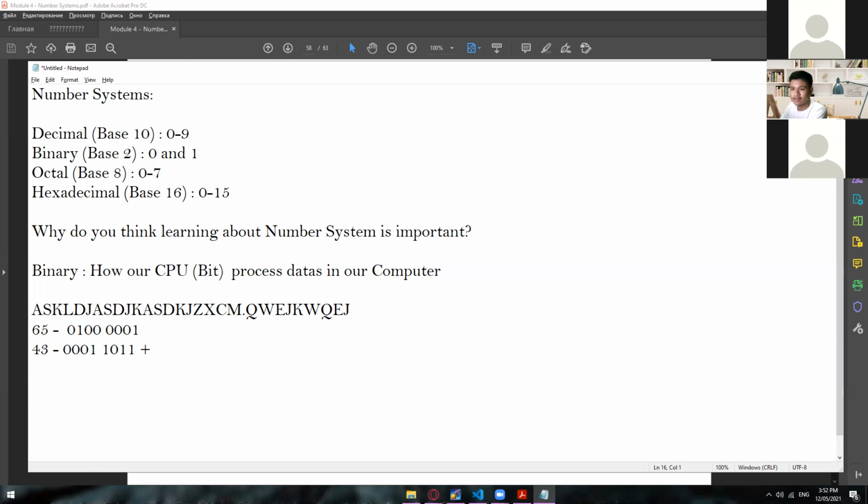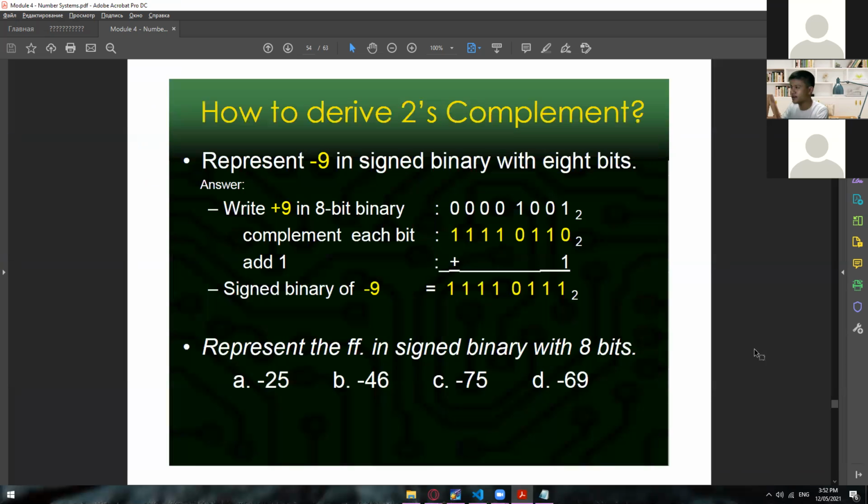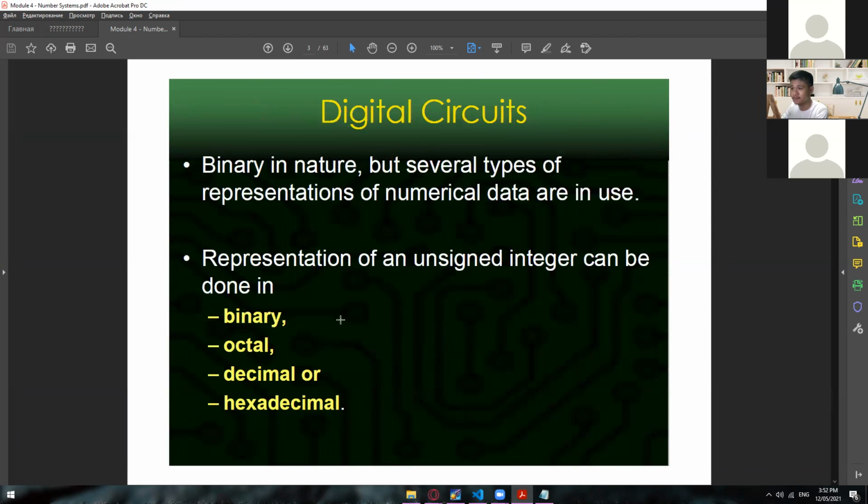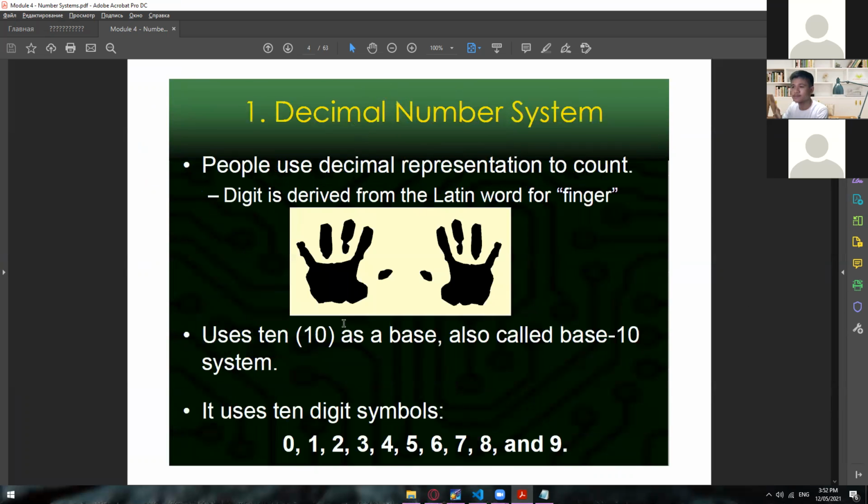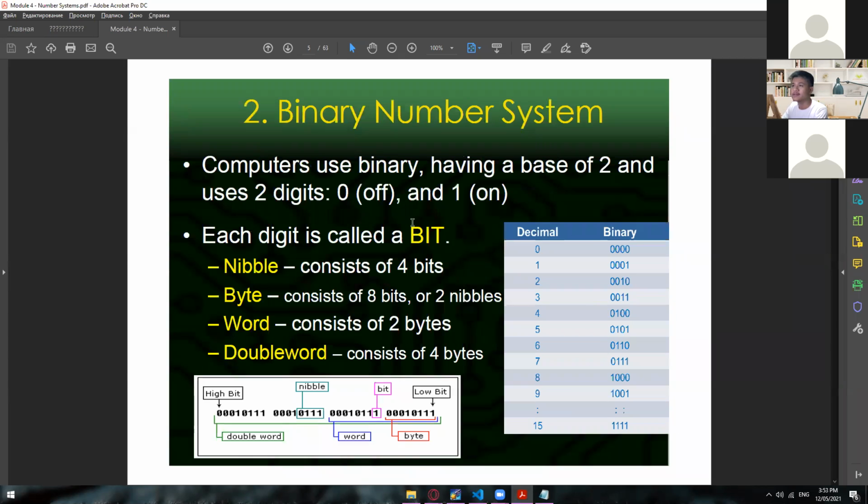All right. So that's it for the short overview of the number systems in our computer. Let us start now with the decimal number system. As I mentioned a while ago, this is derived from the Latin word for finger. We have 10 fingers in total, so a total of 10 characters, or we call this base 10, ranging from 0 to 9. And then we also have binary, wherein of course we have zeros and ones, where 0 indicates that it's off or inactive, and 1 is for on.